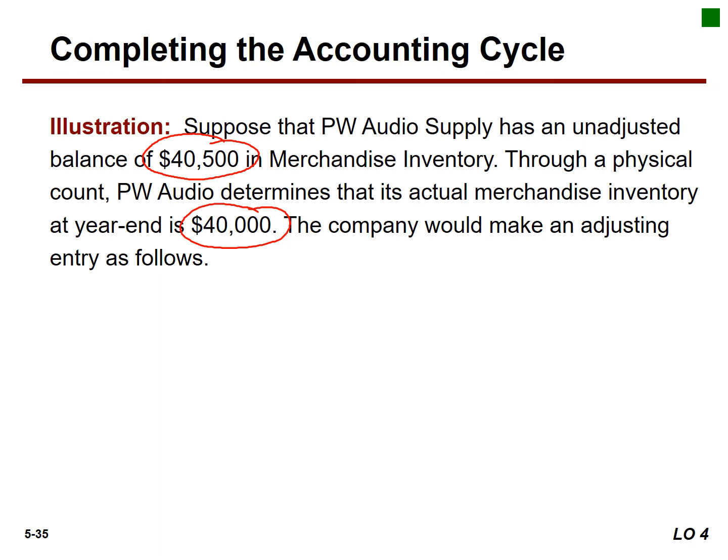Whatever the reason, this is the adjusting entry that PW Audio Supply would make. They're going to debit cost of goods sold for $500 and credit the inventory account $500. Again, that adjusts the inventory account balance from $40,500 down to $40,000, which is the actual amount of inventory PW Audio Supply has counted. If this were reversed, if they counted $40,500 in inventory and their general ledger balance was only $40,000, this entry would reverse. We would debit inventory for $500 and credit cost of goods sold $500.